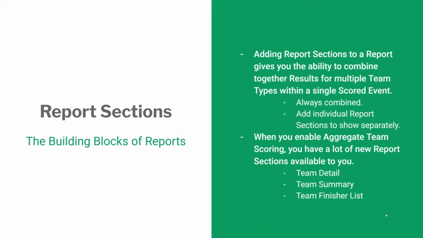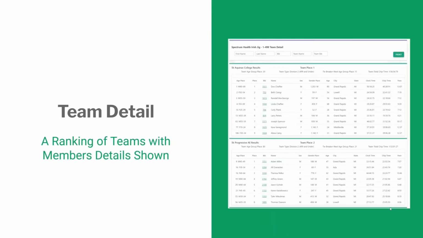When you enable aggregate team scoring, you'll have a lot of new report sections available to you. These are available when you set up, at the scored event level, that this 5K also has team scoring set up with it. When you go and build a report, you'll now see a few new options as you're adding report sections: the team detail, the team summary, and the team finisher list. I will describe them next.